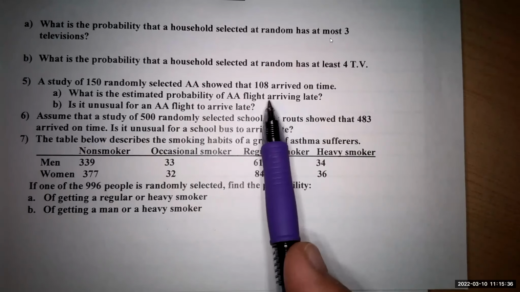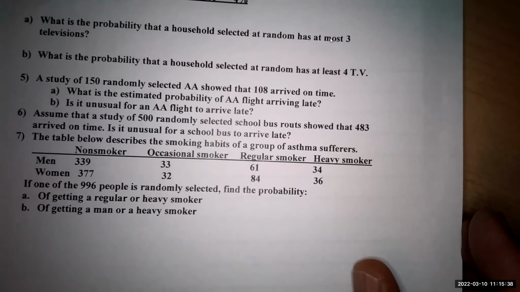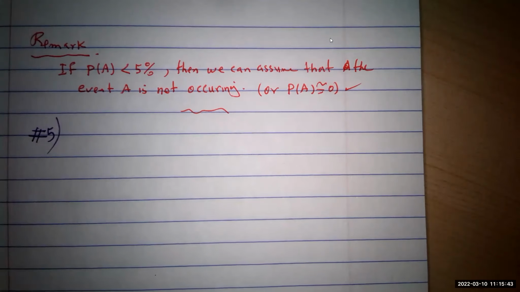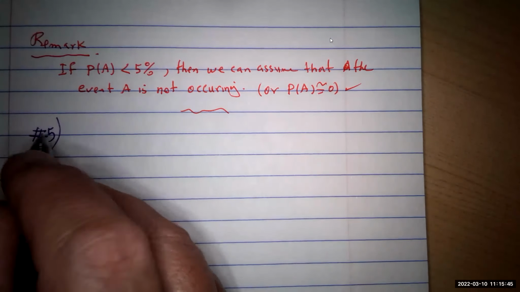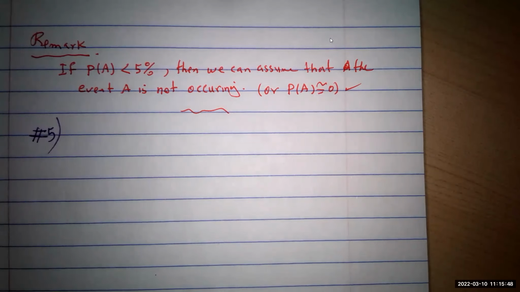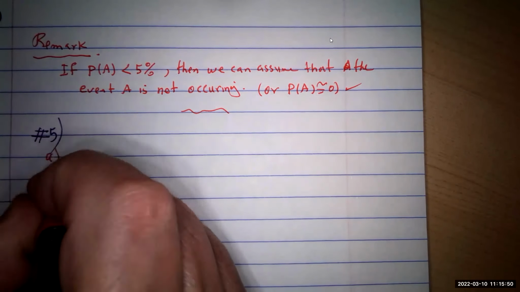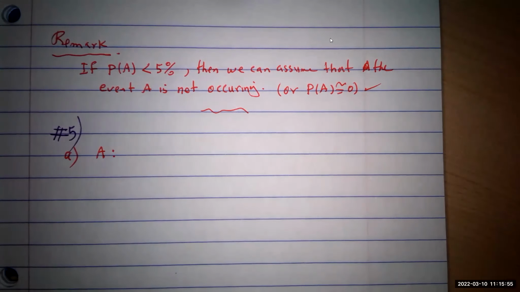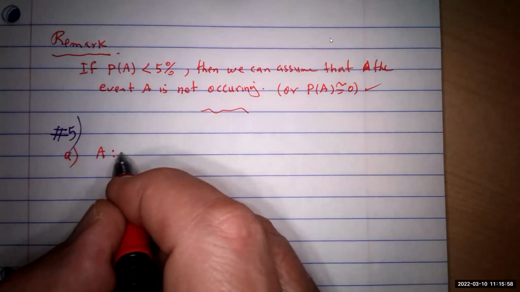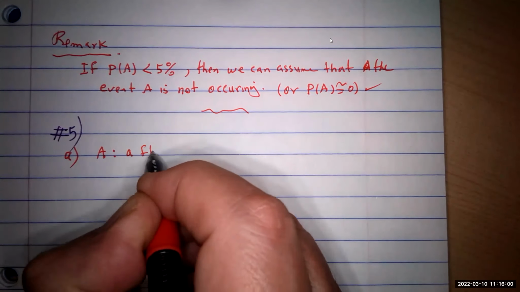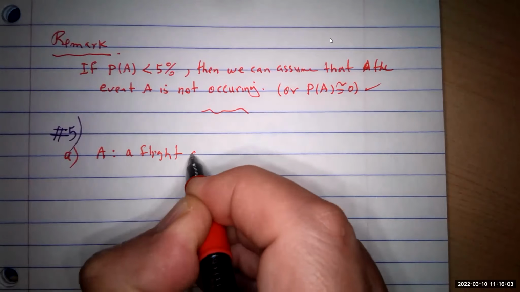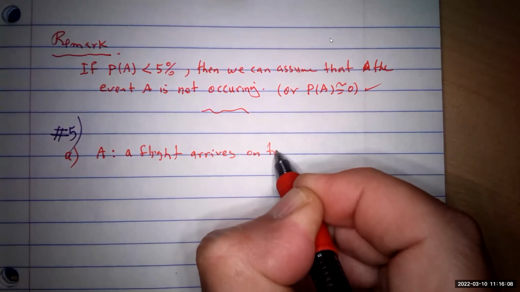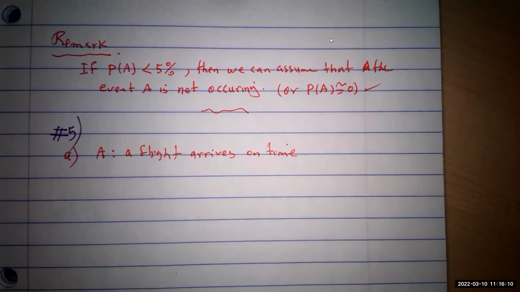So we want to find, let's do the first part. You can create a formula. So that's going to be number 5, part 1. You may take A to be the event that a flight arrives on time. That's going to be A.